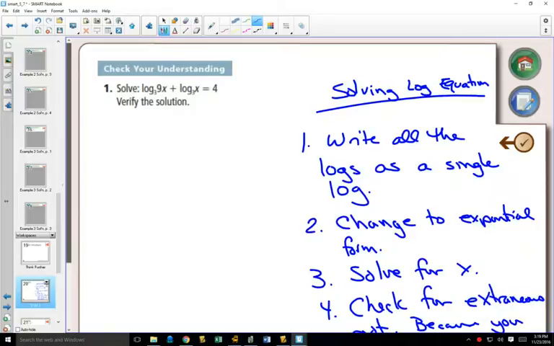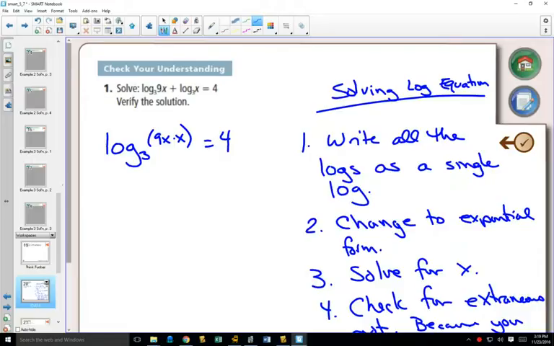So in the first one, we have two logs. They're both on the same side of the equation. We've got log base 3 of 9x plus log base 3 of x. Could you combine those together? Is there a log law that lets you put those together? Yes. So what is the log law? If we're adding, what can we do inside of the log? We can multiply. So it'll be 9x times x. You could write that as 9x squared if you'd like.